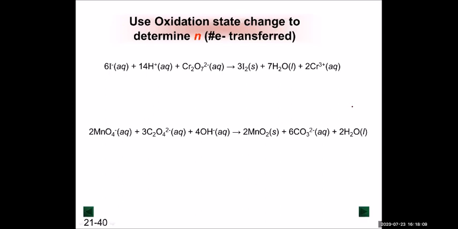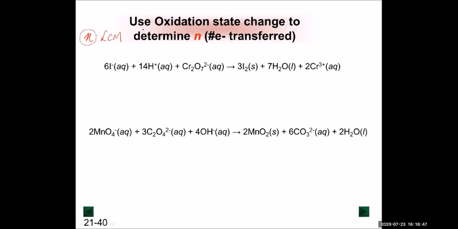It is the number of electrons transferred. Least common multiple between the two half reactions. So as we learned last week, how to balance redox reactions, we adjust the coefficients of the two half reactions so that the number of electrons given by the oxidation reaction equals the number of electrons taken by the reduction reaction. So that's the n, the number of electrons transferred.